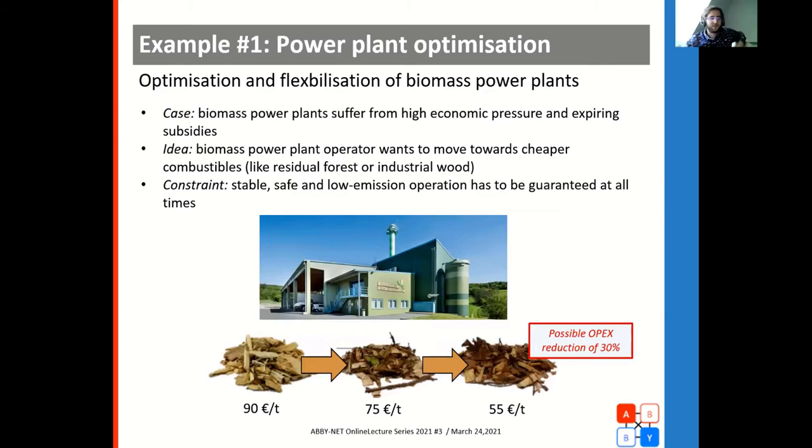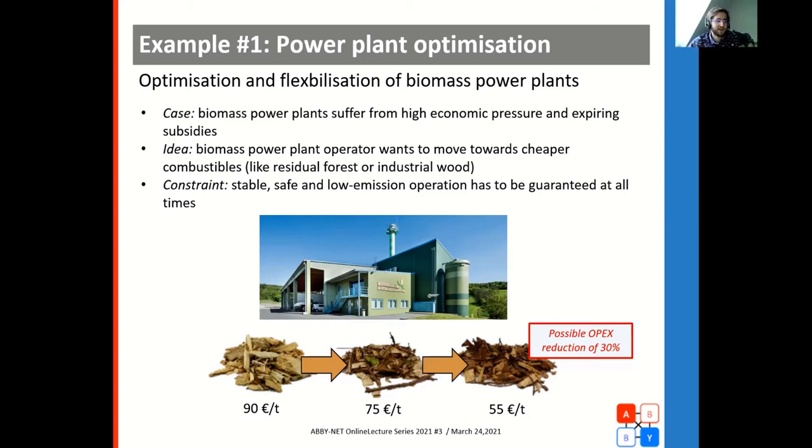So starting with the first example, we're going to take a look at existing biomass power plants. These are facilities of which we have several hundred, I think up to 500, in Germany. And all these plants currently suffer from uncertain economic conditions, economic pressure, and also expiring governmental subsidies. These plants produce electricity and domestic heat by combined heat and power production, typically running on chipped wood, material taken from forestry or landscape conservation.